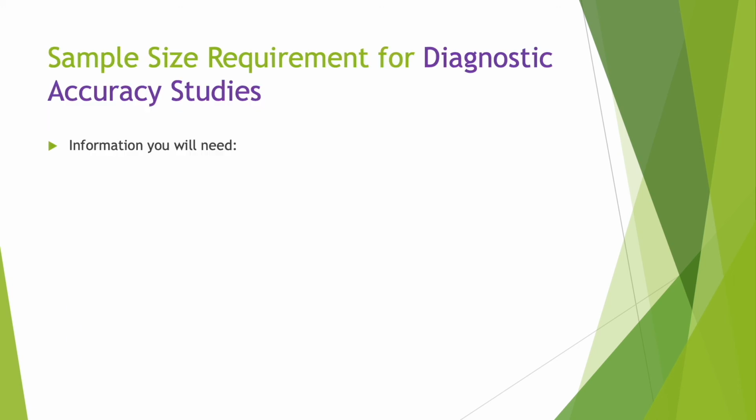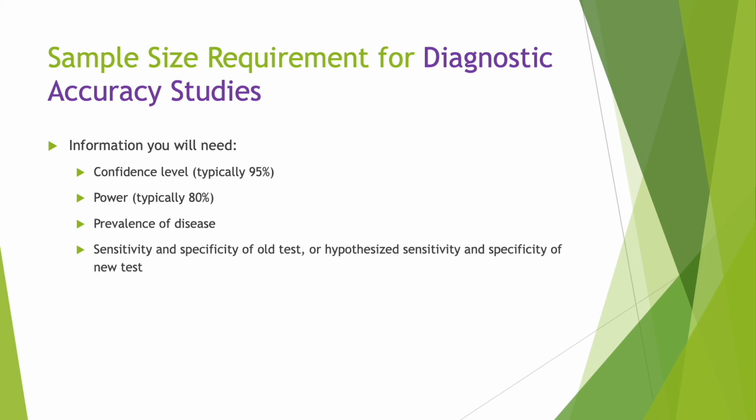The information you will need when determining sample size requirement for diagnostic accuracy studies are, of course, the desired confidence level and power. You will also need the prevalence of the disease that the diagnostic test is supposed to diagnose. And lastly, you'll need the documented sensitivity and specificity of the old test we are aiming to replace with a new one, or alternatively, the hypothesized sensitivity and specificity of the novel test if it's the first of its kind.